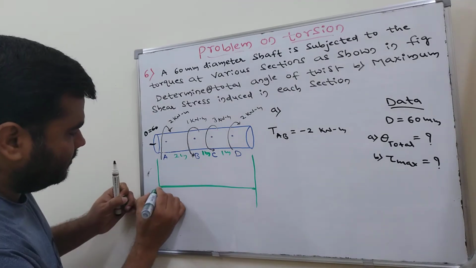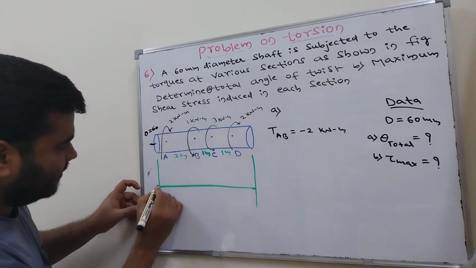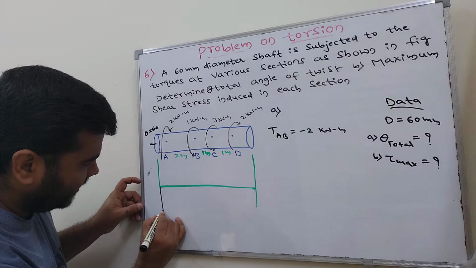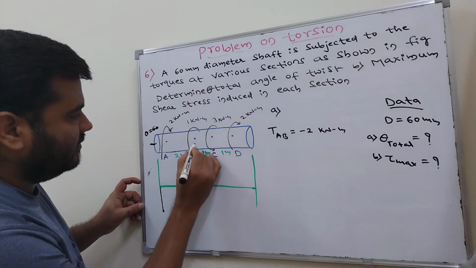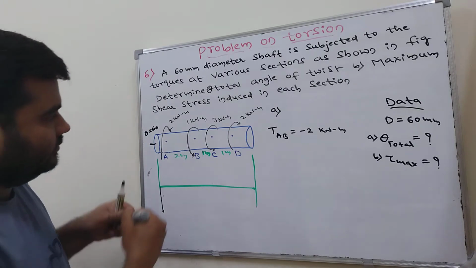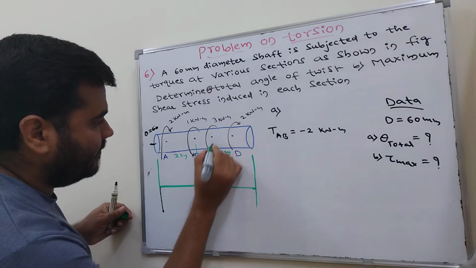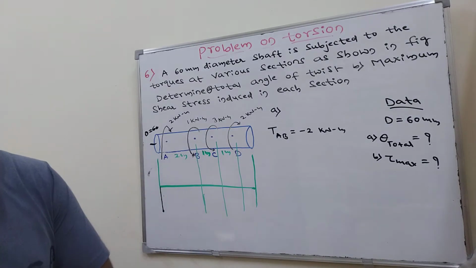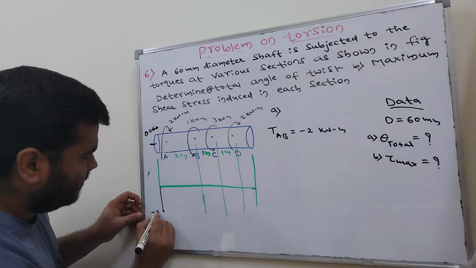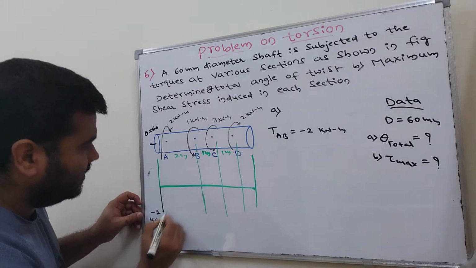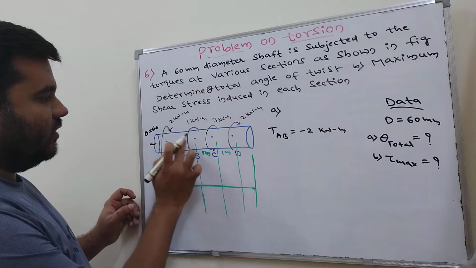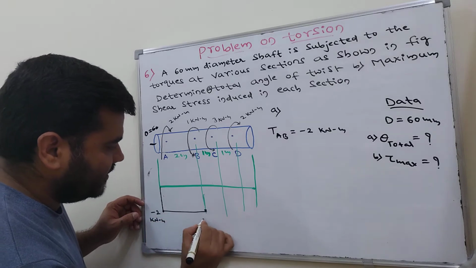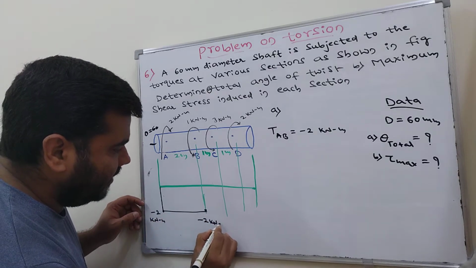From here to here it is minus 2, here minus 2, and up to B, this is the B portion. This is C portion and this is the D portion here. This is minus 2 kilonewton meter torque. If you go up to the B point, the same torque will be acting here. This is minus 2 kilonewton meter.